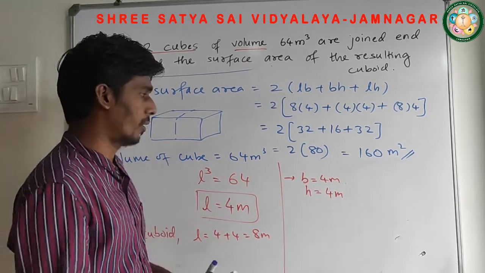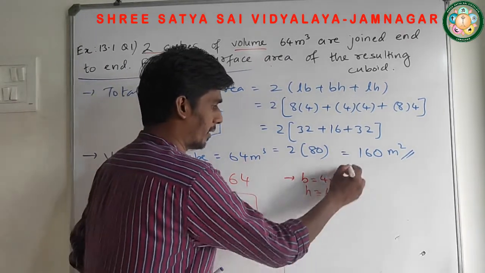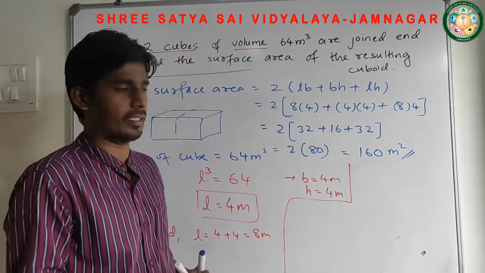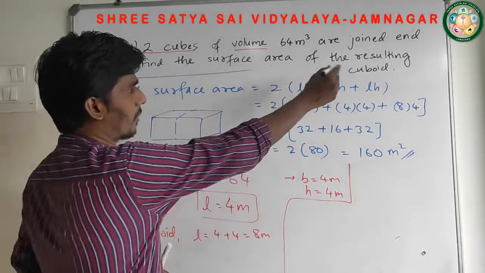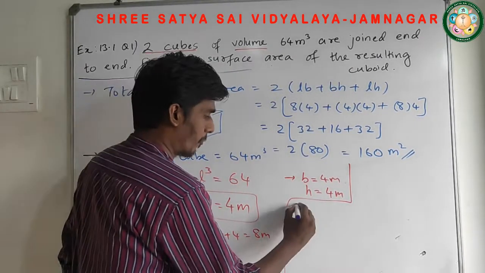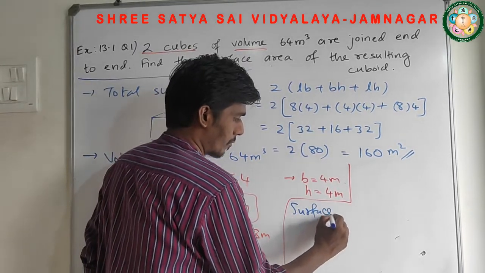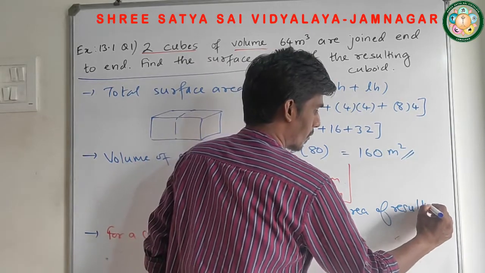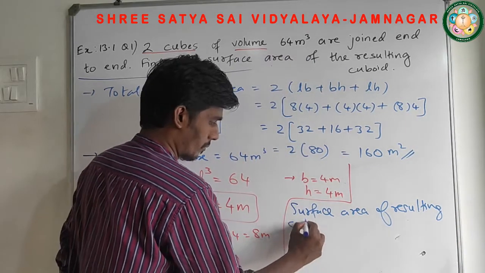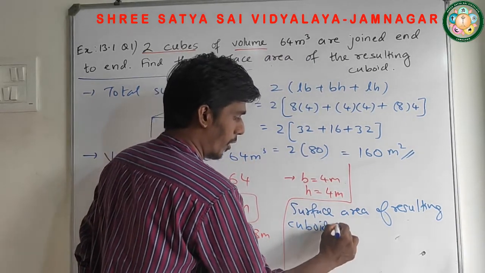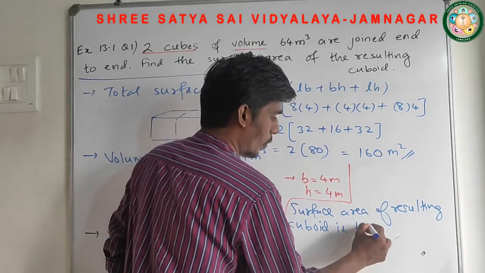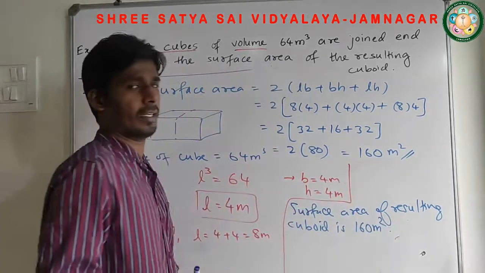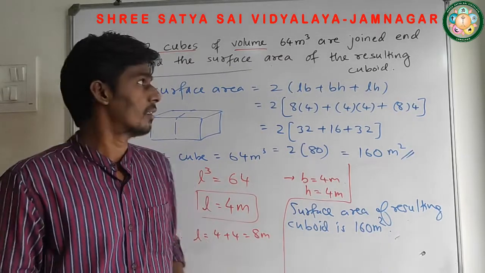Whenever you solve a problem sum, always remember that part. You have to write down the statement with the final answer. Find the surface area of the resulting cuboid. Surface area of the resulting cuboid is 160 meter square. So this is the way we can solve this whole question.